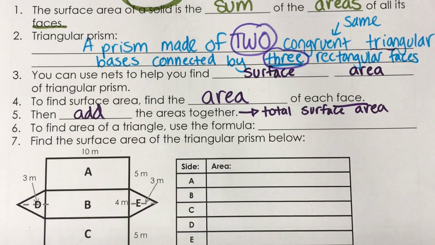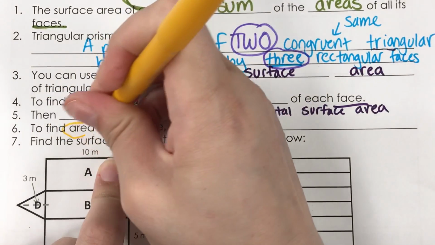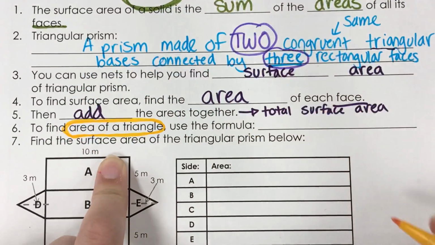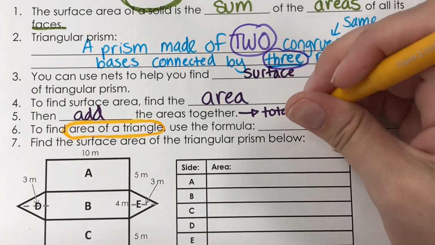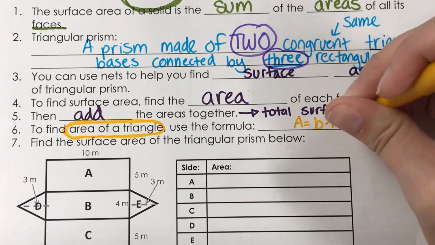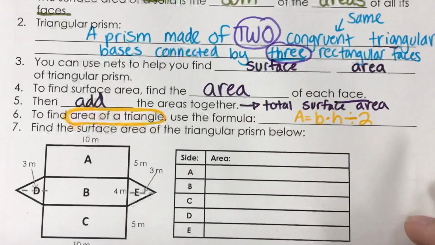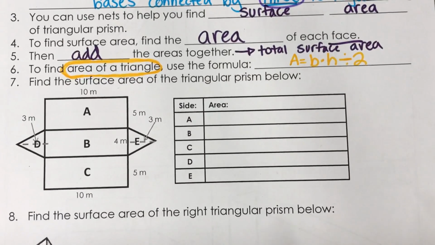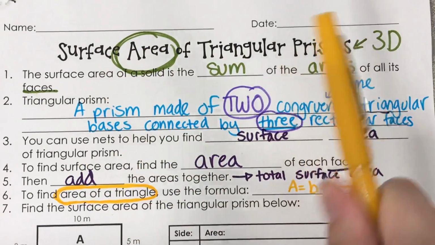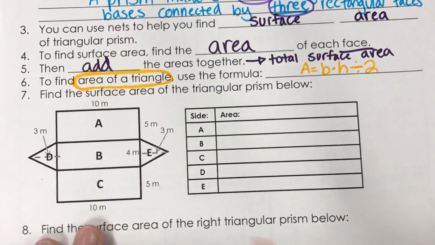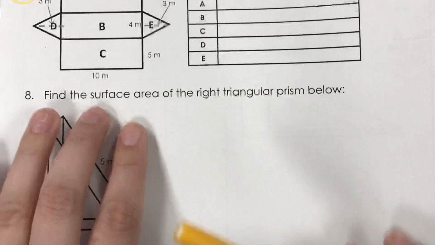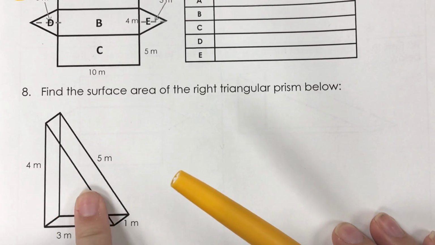On number 6, we're going to go ahead and write, to find the area of a triangle, please circle this. This is a gentle reminder. To find the area of a triangle, its formula is different. It is area equals base times height divided by 2, because a triangle is half of a parallelogram. Make sure you have that. So the net actually is so much easier to find the surface area of a triangular prism because it's already unfolded for me. We like that it's already unfolded because you'll see why in a second. When you have the actual prism, it's a little more challenging.